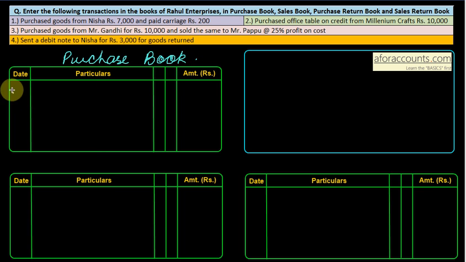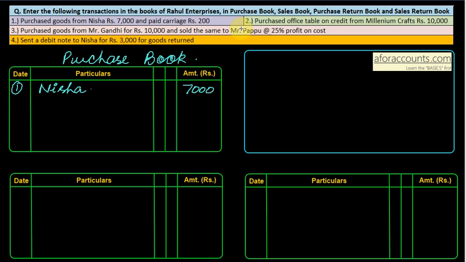Okay, the first transaction, purchase goods from Nisha. So in particulars, Nisha, goods purchased on credit of value of 7,000. So 7,000 will come in your purchase book. Now what about carriage paid rupees 200? Carriage paid 200 is paid in cash. So it should go to your cash book. Now in question we have been asked only purchase book, sales book, purchase return book and sales return book. So cash book is not asked and therefore we will leave that amount of carriage 200.